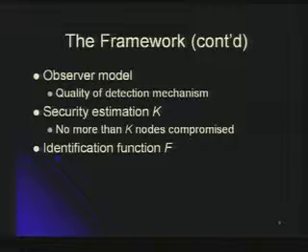The next parameter is called security estimation. Basically, this is the upper bound of the compromised nodes in the system. Obviously, if all the nodes can be compromised, then there's no way you can detect which node is compromised. So we assume that somehow the application can get an upper bound of the number of compromised nodes. Finally, we have one component called the application identification function F. Given all the above information, this function gives me a list of sensors which we believe are compromised.